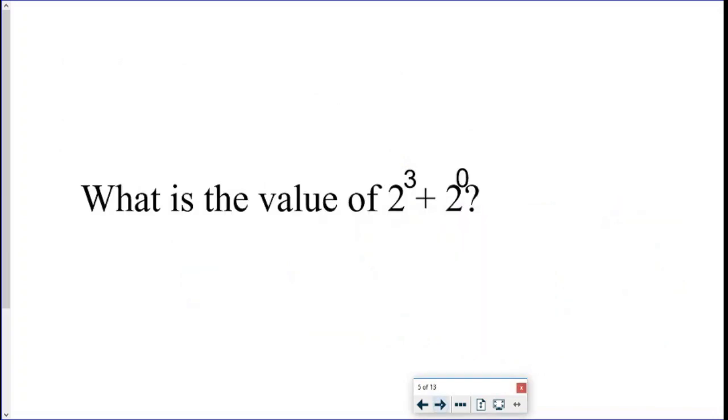Okay, here's another example. What is the value of 2 cubed plus 2 to the 0? This is, of course, your power laws kind of question. You need to know how these exponents work and how you can combine them. Now, in this question, we're adding, but they could be doing this.